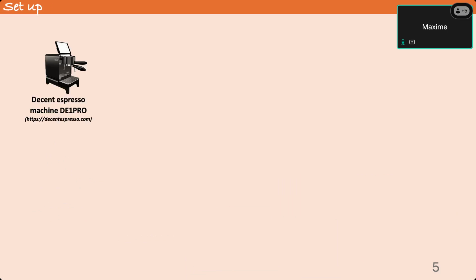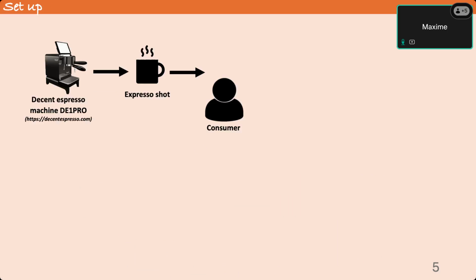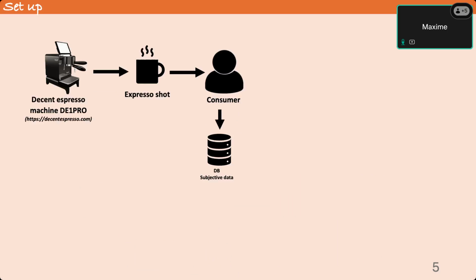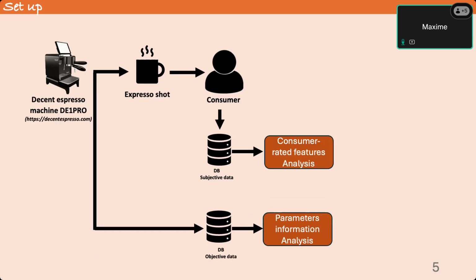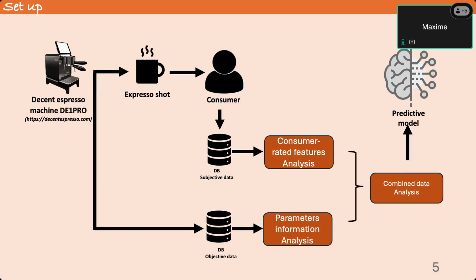So here's how the research is set up. As I said, we have this coffee machine, and after we make the coffee, we give the coffee to the customers, and then after drinking the coffee, the customer has to give feedback on the coffee. We also have all the information that is set in the machine. We collected both sets of information, analyzed them, combined them, and then built our predictive model. Through this research, we see how each step of this graph actually works.